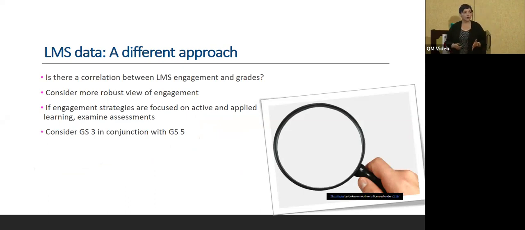And then consider these more robust views of engagement. For most of us, engagement means active learning, applied learning, right? Students are really working with their new knowledge, they're applying it in new ways, you're getting up on those levels of Bloom's. That's a more robust and a much better picture of engagement, not just those LMS clicks. So consider General Standard 3, some of those specific review standards about your assessments, in conjunction with General Standard 5. That's that learner interaction, active learning, applied learning.